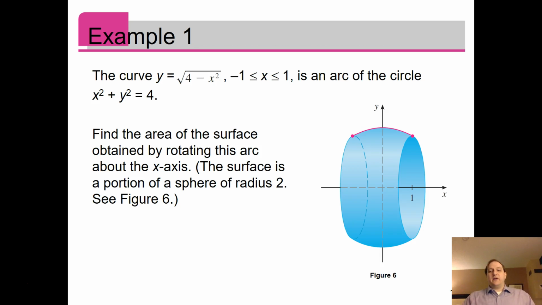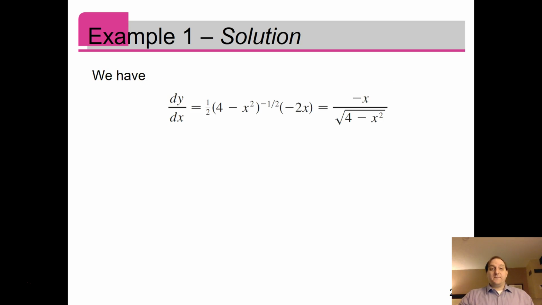All right, so here we go. We're going to look at the curve y equals square root of 4 minus x squared from negative 1 to 1. It's an arc of the circle x squared plus y squared equals 4. We're going to find the area of the surface obtained by rotating this arc about the x-axis. This is part of a sphere, the surface area of a sphere with the two ends cut off. So we're going to use the surface area formula.